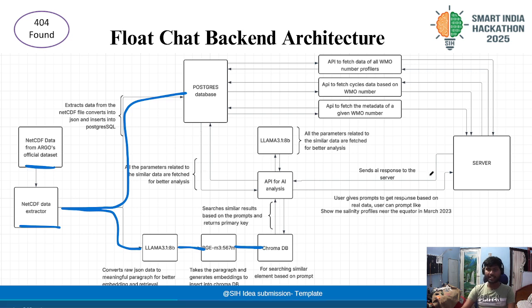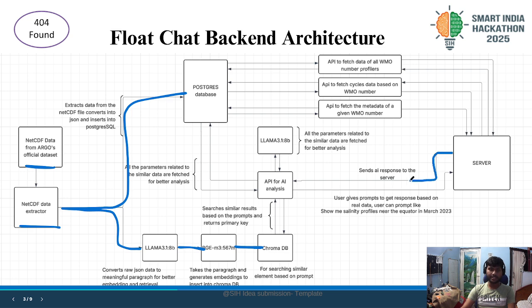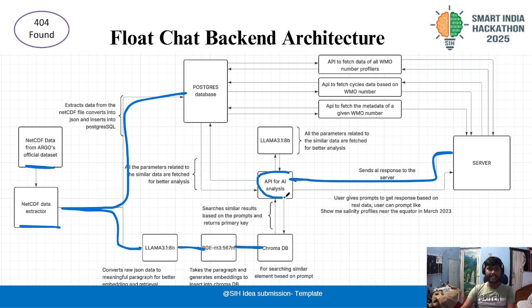for semantic search purposes. Now whenever a request is made by a server to this API endpoint for AI analysis, it first fetches the similar metadata from the ChromaDB based on the prompt, and then it uses this metadata as a primary key to fetch all the other data from the PostgreSQL database. This entire data as a reference is then given to the LLM model for better understanding and summarization, and then the response is passed back to the server. This was our main RAG pipeline.